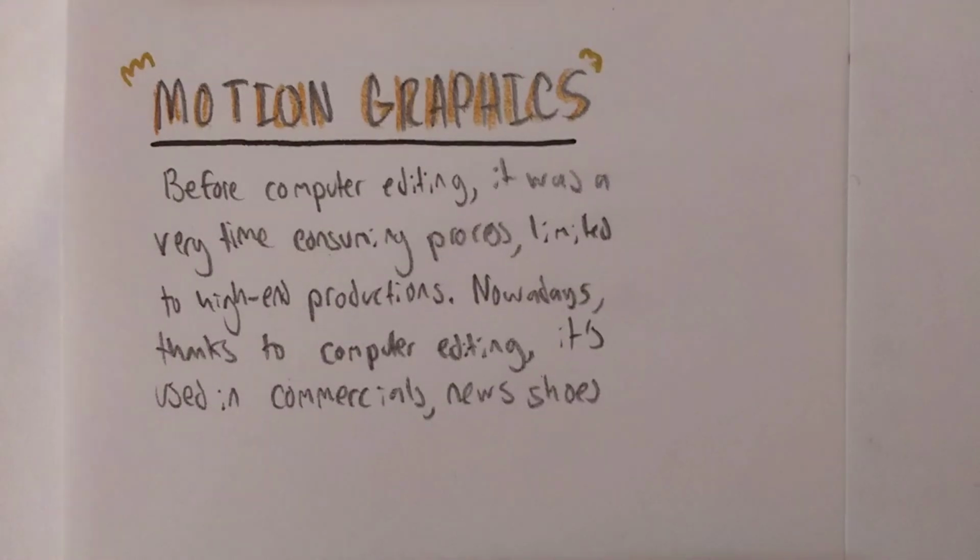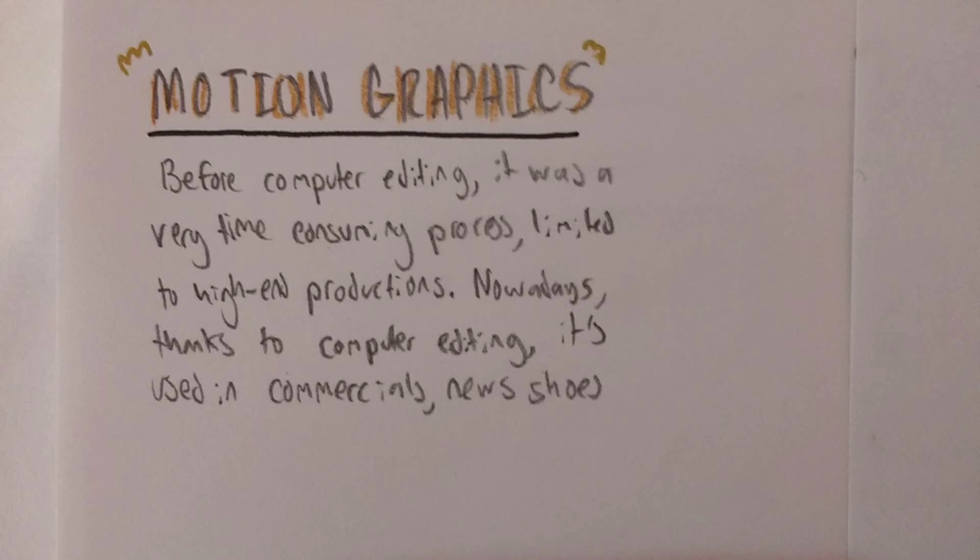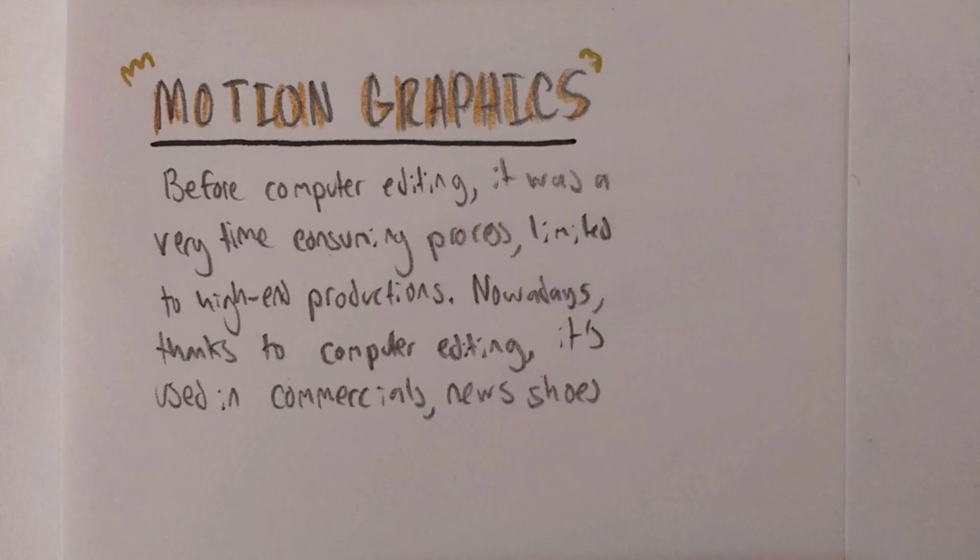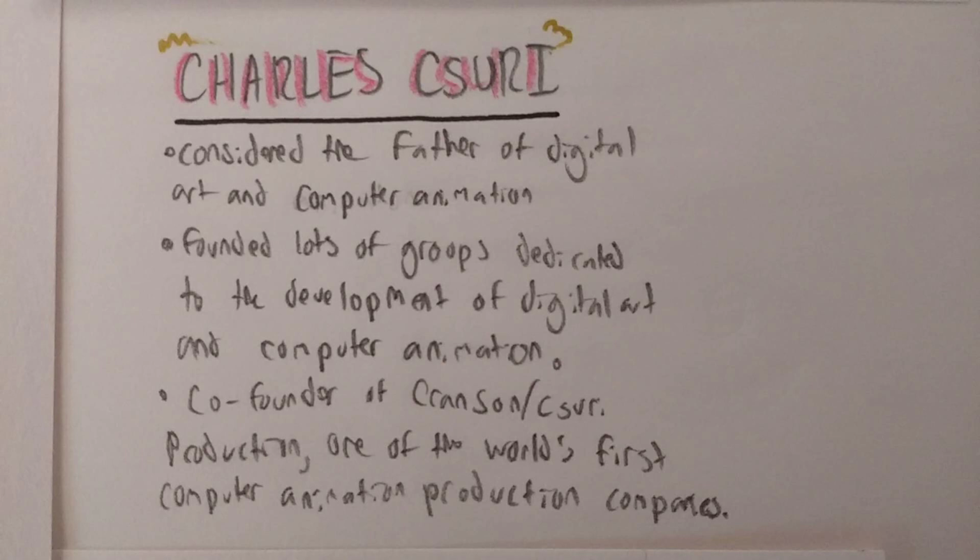Motion graphics. Before computer editing, it was a very time-consuming process limited to high-end productions. Nowadays, thanks to computer editing, it's used in commercials, news shows, and sports. Charles Csuri, considered the father of digital art and computer animation, founded lots of groups dedicated to the development of digital art and computer animation. He was co-founder of Cranston/Csuri Productions, one of the world's first computer animation production companies.